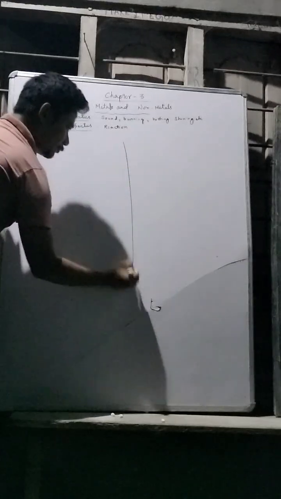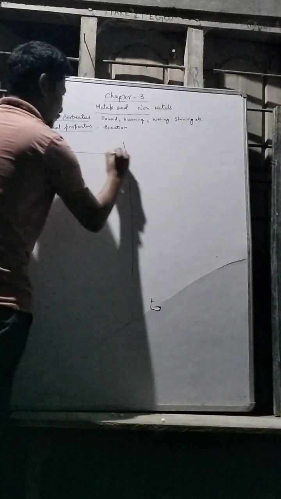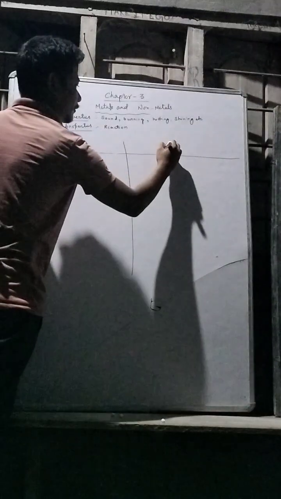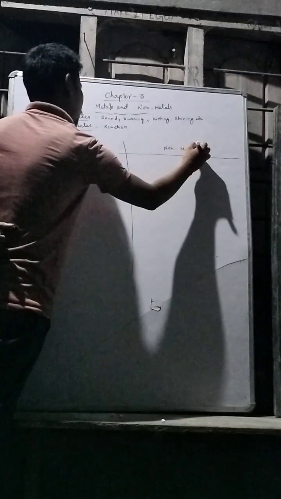We will divide them first into metals and non-metals. So metals first. If we see, metals are shiny, the metals shine too much. So we call them metals. So they are luster. Luster means shine. So metals, they shine too much.